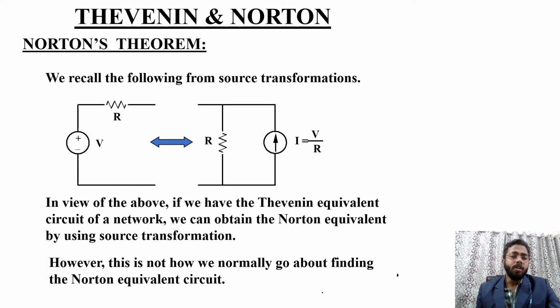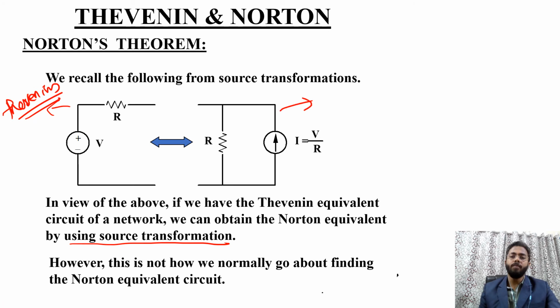But here you can understand the source transformation technique, that in the Thevenin's theorem we already calculated VTH and RTH. Here we are calculating the ISC and R Norton. So in view of the above, if we have the Thevenin's equivalent circuit of the network, we can obtain the Norton equivalent by using the source transformation technique. So this is actually the source transformation technique, and this is actually the network from the Thevenin's theorem.